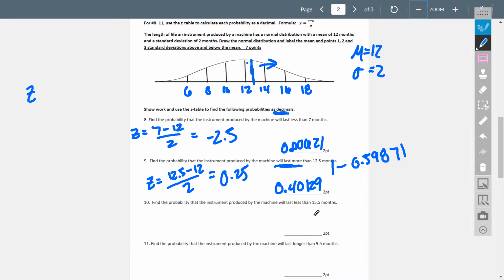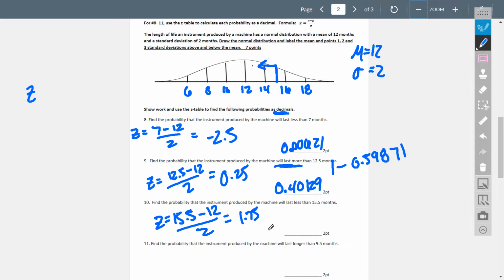Find the probability that the instrument produced by the machine will last less than 15.5 months. So 15.5 is like right here. We want less than, so we want the left side. Calculate the z-score, 15.5 minus 12 over 2. So z-score of 1.75. We'll look up 1.75 in our z-table.